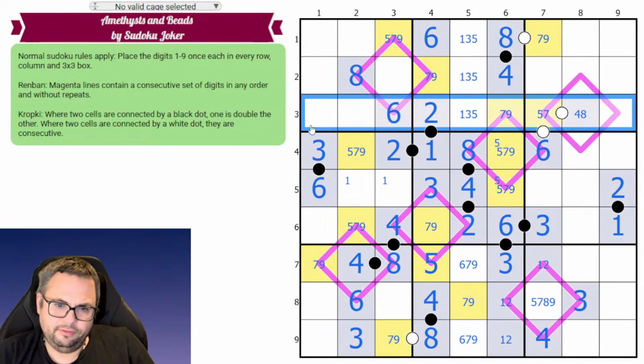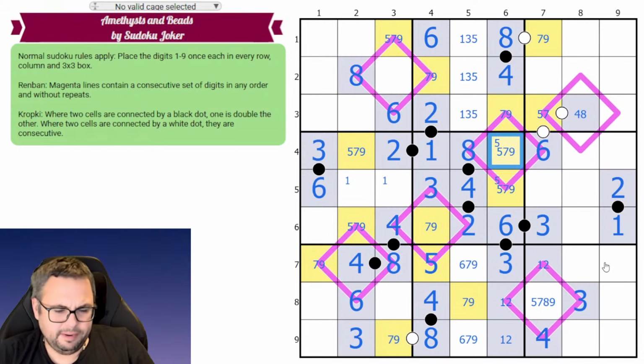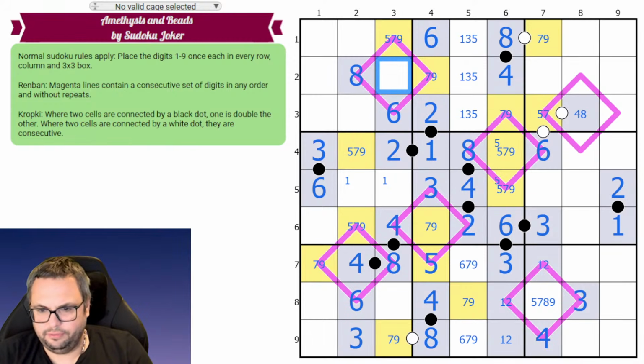The 1 in this row... Oh, no, sorry, it could be there. Never mind. Oh, yeah, the 3s look up to place this 3. So this is not a 3.